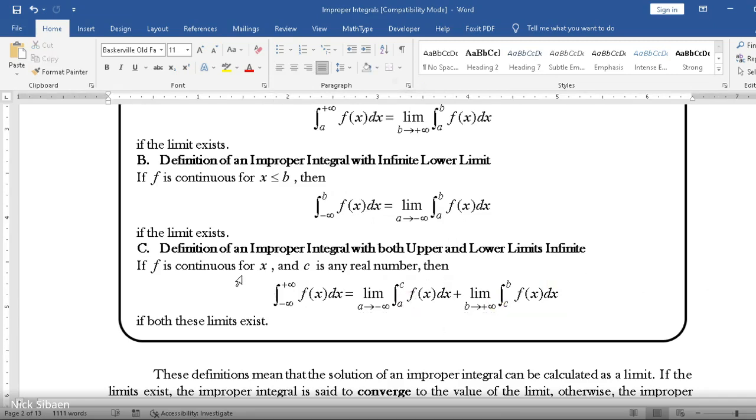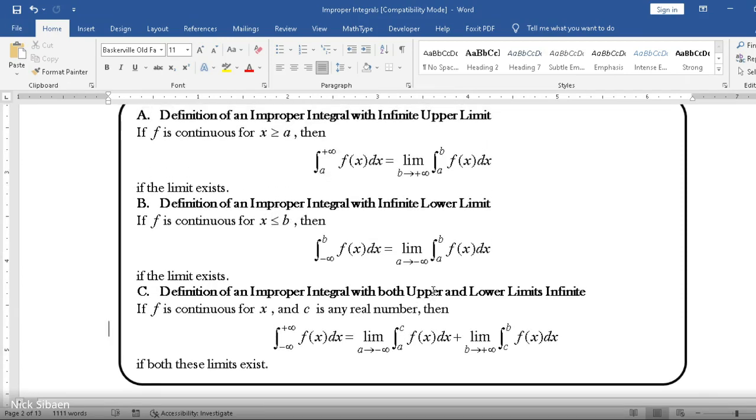Magiging dalawang limits. For letter C, there will be two limits. Nahati kasi siya. Nag-introduce tayo ng variable C. Why? Kasi dito, nahati siya. Ito yung pagkakahati. Arbitrary yung pagpili ng C. Any number yan actually between negative infinity and positive infinity. Pero by experience, mas madali na i-set natin ang value ng C as 0. Mas madaling mag-integrate or mag-evaluate dyan kapag i-set natin si C as equal to 0.